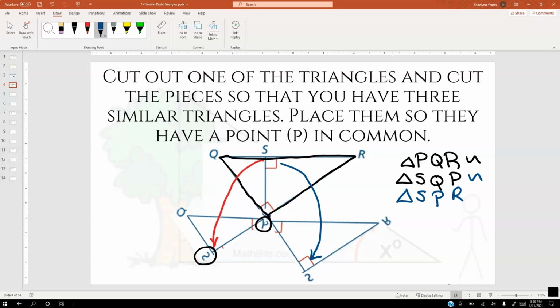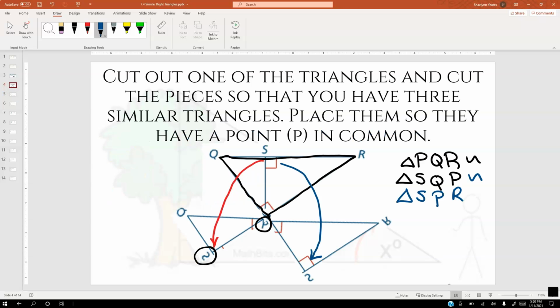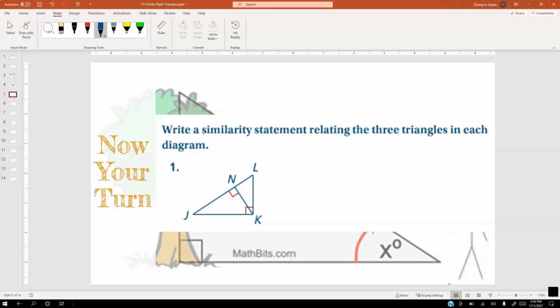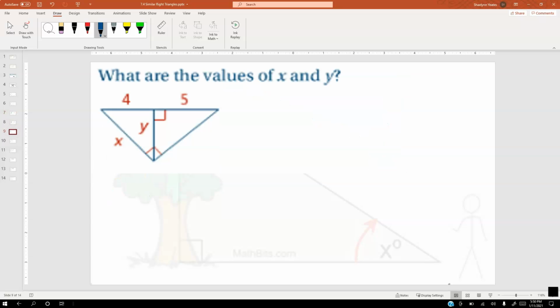Okay, if you literally think about this as pulling out the right angle and pulling it down off the page, it helps so much with writing this. Okay, I wrote the similarity statement for this one up here. I want you to write the similarity statement for this. Okay, and you need all three triangles in your diagram labeled. I want you to do the same thing here. Once you've done that, we'll come back together right here.